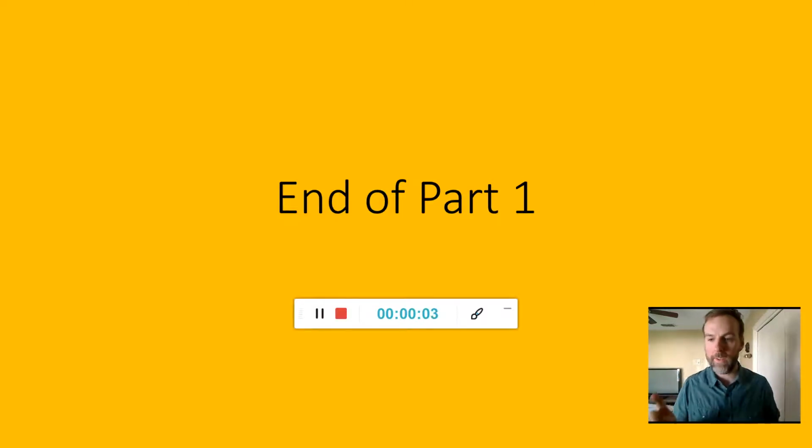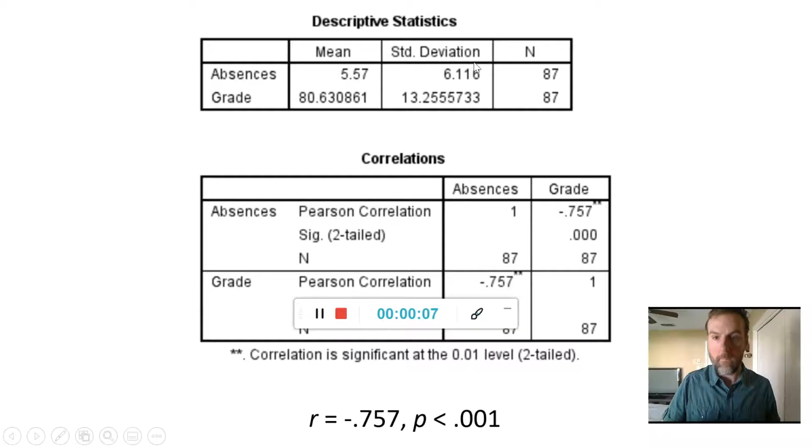Let's go back one slide because I realized I made a little mistake there. So here, this R value of negative 0.757, this is our correlation coefficient. I accidentally called it the coefficient of determination. That's actually R squared, and we'll get to that in just a couple slides. So the R value is our correlation coefficient, and here we found it's negative 0.757.